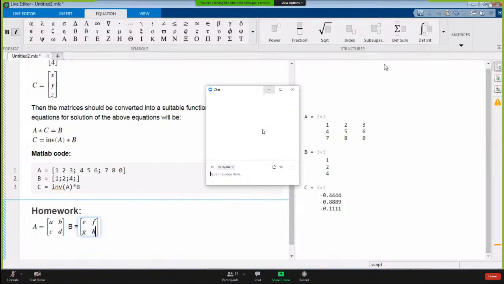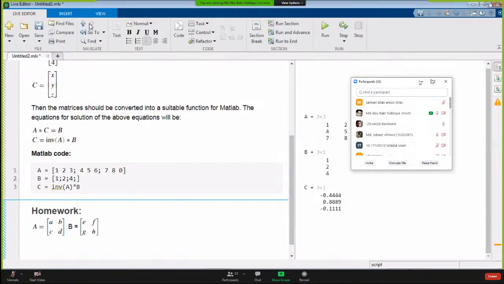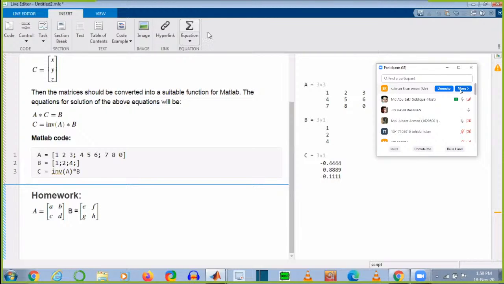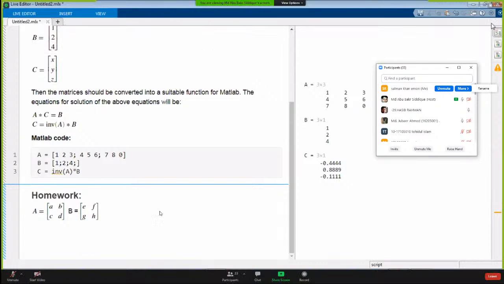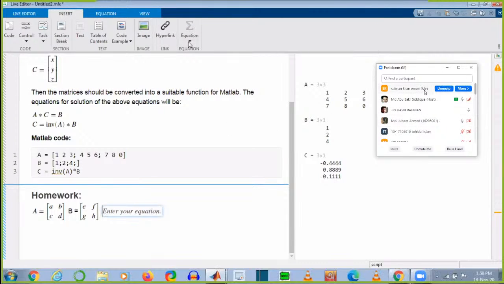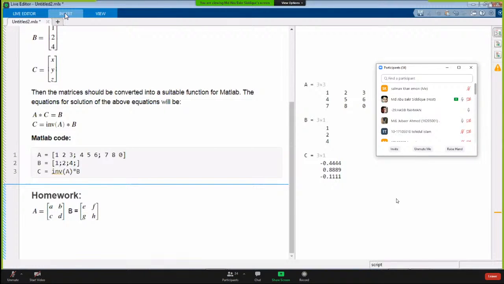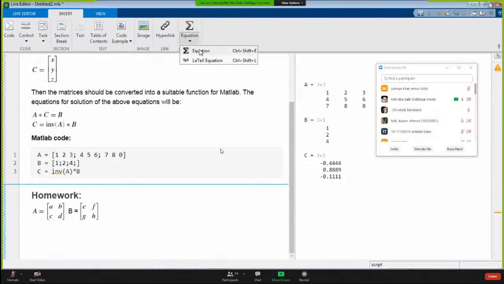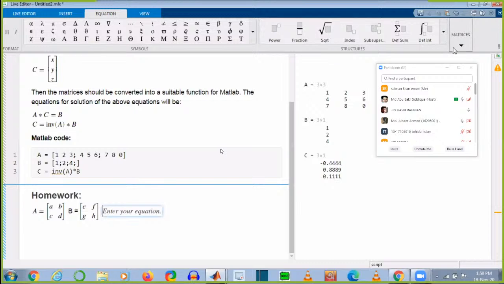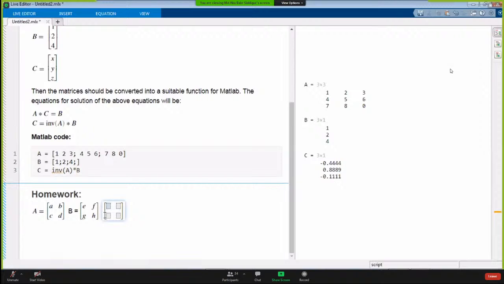Case. Okay, take another matrix. Okay. Oh.